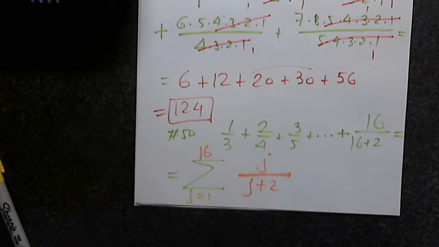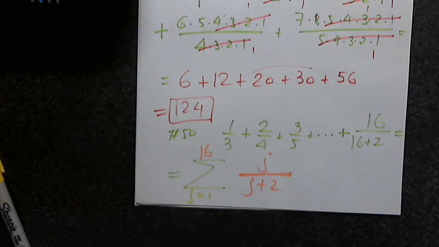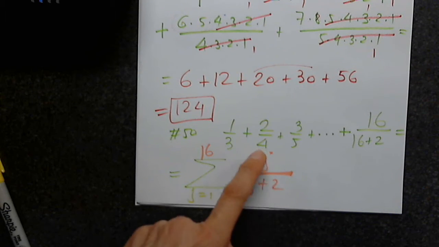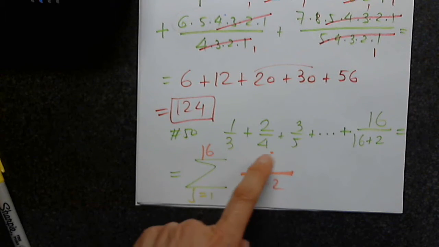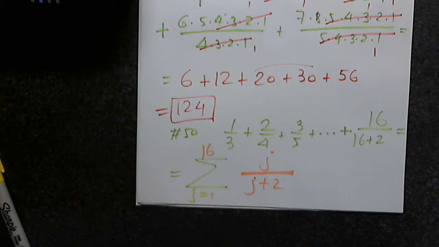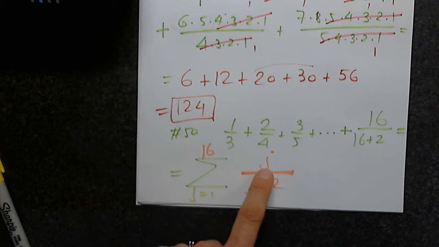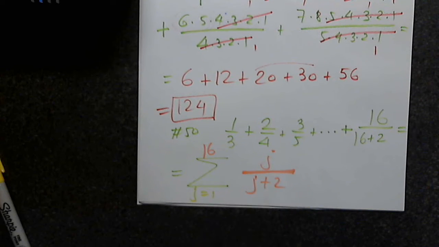So now let's check all terms. When J is 1, 1 over 1 plus 2 is 3. Perfect. When J is 2, 2 over 2 plus 2 is 4. Perfect. When J is 3, 3 over 3 plus 2 is 5. Perfect. Dot, dot, dot. When J is 16, 16 over 16 plus 2.